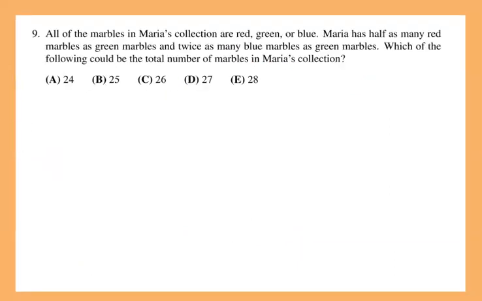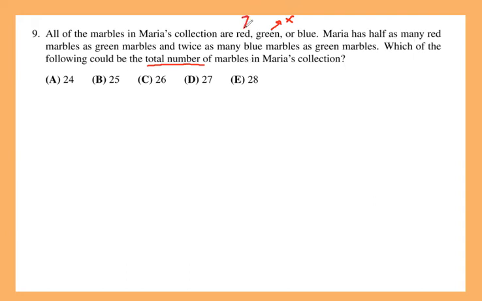All of the marbles in Maria's collection are red, green, or blue. She has half as many red marbles as green marbles and twice as many blue marbles as green marbles. Okay, so 2 different colors are compared with the green ones. Maybe we should choose a variable for green. So I'm gonna say she has X green marbles, and which of the following could be the total marbles in that collection.